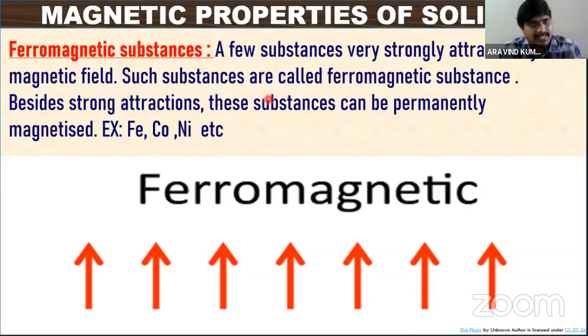Now, let me give you the clarity, children. A few substances very strongly attracted by the magnetic field, such substances are called ferromagnetic substances. What do you mean by that? Few substances are strongly attracted, he's saying, right? Now, when the substances are strongly attracted, definitely what happens? They'll be made into permanent magnets. So that's the reason here, besides strong attractions, these substances can also be made as permanent magnets. Example, iron, cobalt, nickel, etc. Now you can see all the unpaired electrons present in the ferromagnetic substances. Let me go for the next one, children.